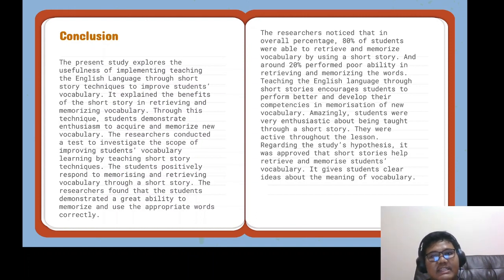The researchers noticed that in the overall percentage, 80% of students were able to retrieve and memorize vocabulary by using a short story, and around 20% performed poor ability in retrieving and memorizing the words. Teaching the English language through short stories encourages students to perform better and develop their competencies in memorization of new vocabulary. Amazingly, students were very enthusiastic about being taught through a short story. They were active throughout the lesson. Regarding the study's hypothesis, it was a proof that short stories help retrieve and memorize students' vocabulary. It gives students clear ideas about the meaning of vocabulary.